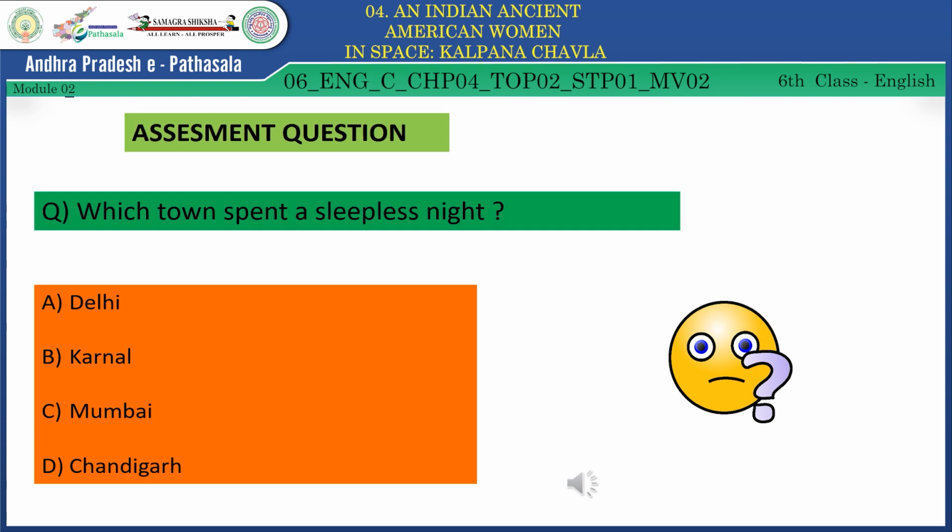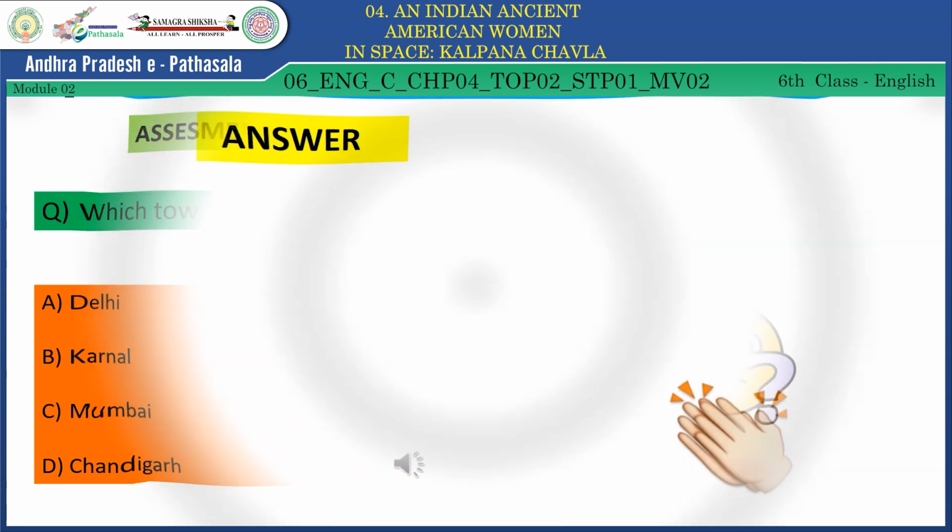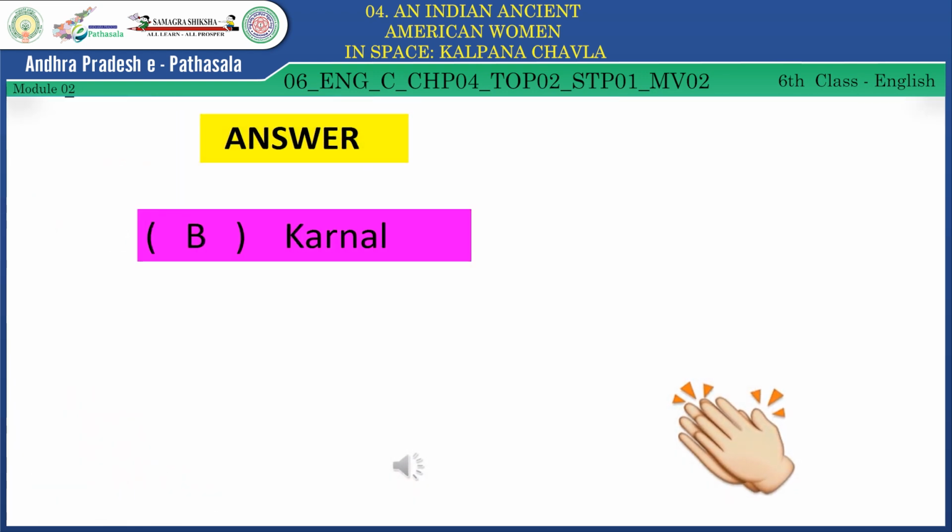Assessment question. The question is, which town spent a sleepless night? Option A, Delhi. Option B, Karnal. Option C, Mumbai. Option D, Chandigarh. Come on children, guess the answer. Congratulations, you are right. The correct answer is option B, Karnal.